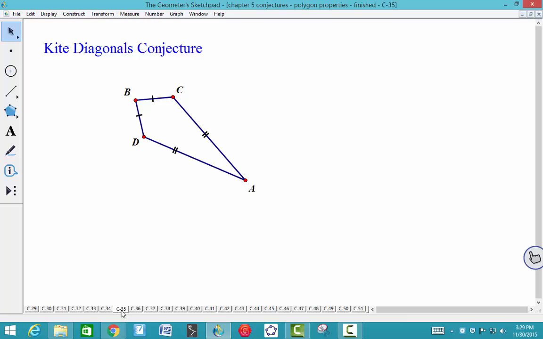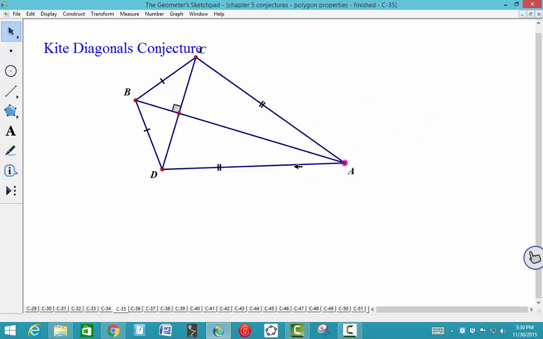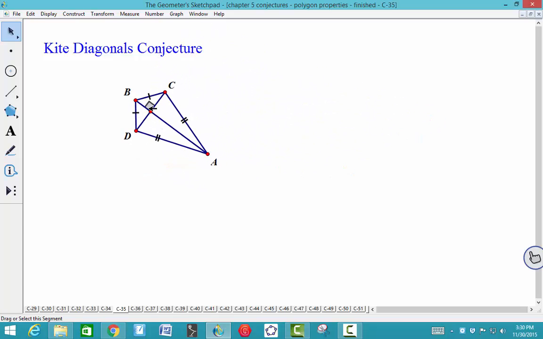Conjecture 35 is the kite diagonals conjecture. It says the diagonals of a kite are perpendicular. To show that, let's just go ahead and draw in the diagonals of the kite. And then let's go ahead and place a point to show the intersection of the diagonals. And if you use the marker tool, you can pull into the angle and it will snap to 90 degrees. And you can see here that no matter how I pull this kite apart or rotate the kite, the diagonals are always perpendicular.